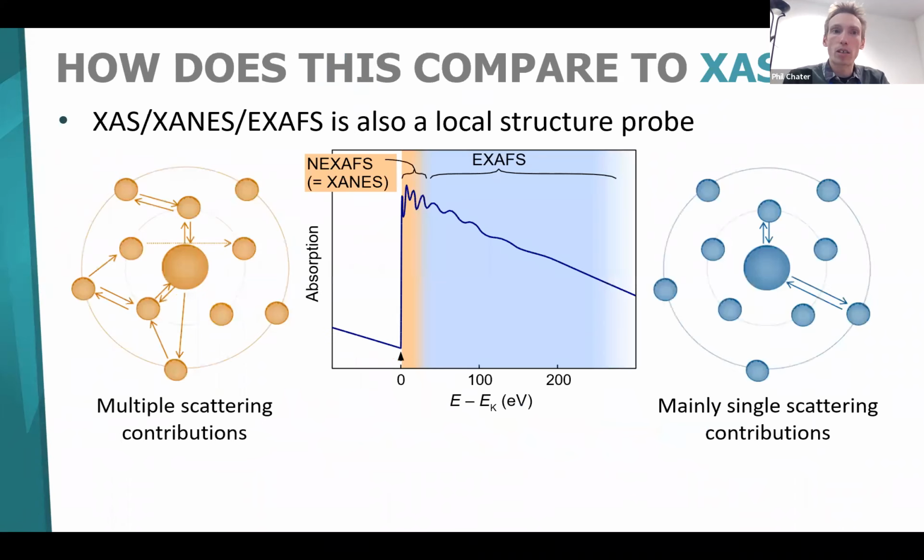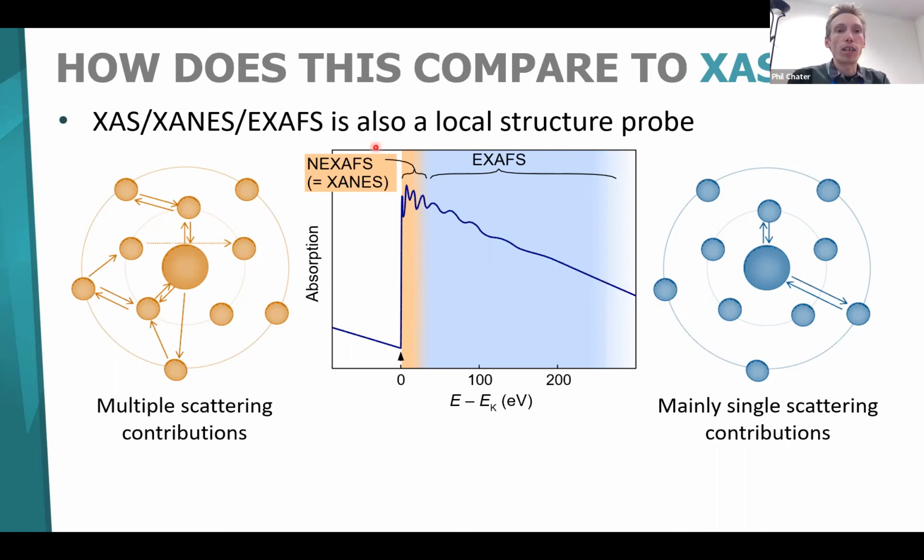So that's to comment on how the PDF compares with X-ray spectroscopies. And I'm by no means an expert in this. I tend to use XAS, XANES pretty much interchangeably. But they're also a probe used to look at the local structure of materials.